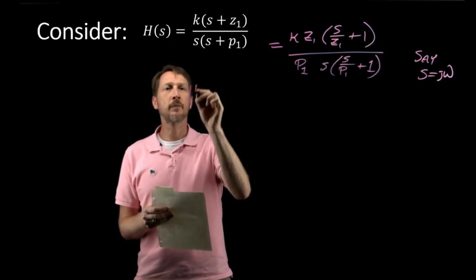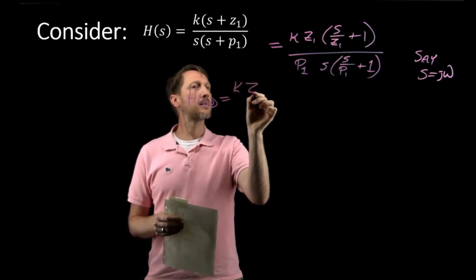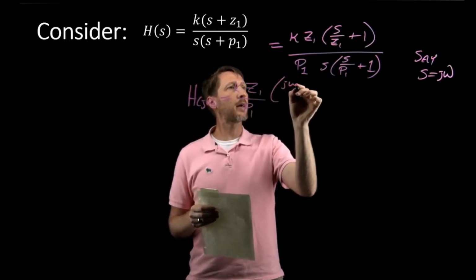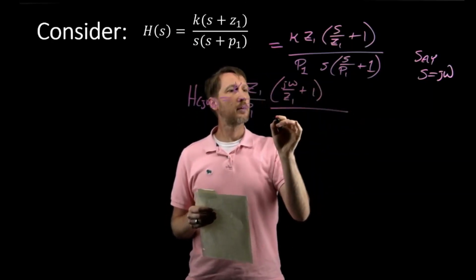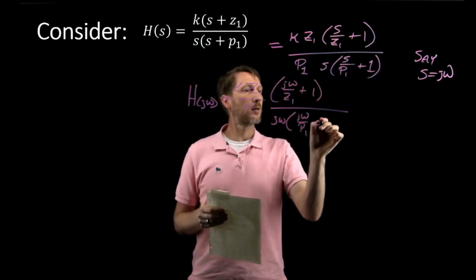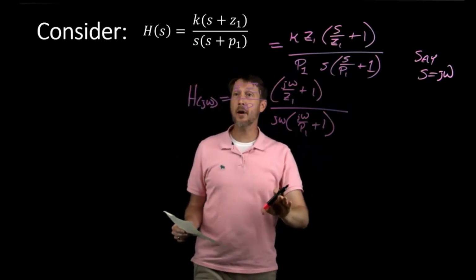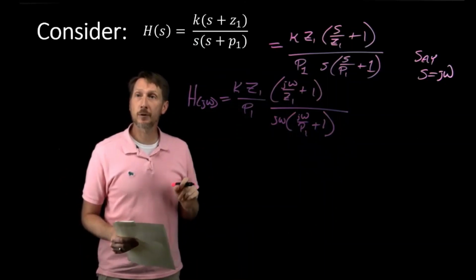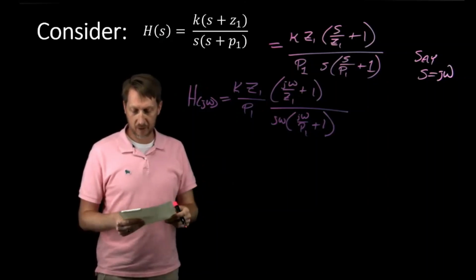We can say that H of J omega is going to be equal to K Z1 divided by P1 times the quantity J omega divided by Z1 plus 1 divided by J omega times J omega divided by P1 plus 1. Now that we have this, we're going to recall the equation to convert an H of J omega into decibels. And we're going to use the voltage form of it. So we're going to use 20 log of V out divided by V in.